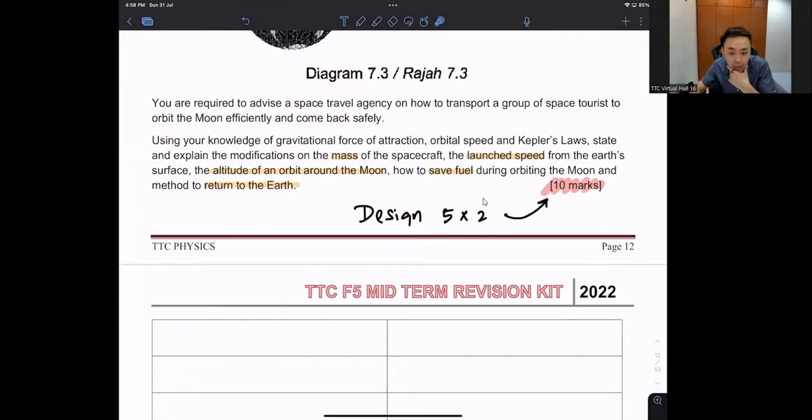Now, next one, what about the launch speed? Inertia does not relate here. I just mentioned go faster, can I? Now, launch speed, of course, the faster, the better, right?